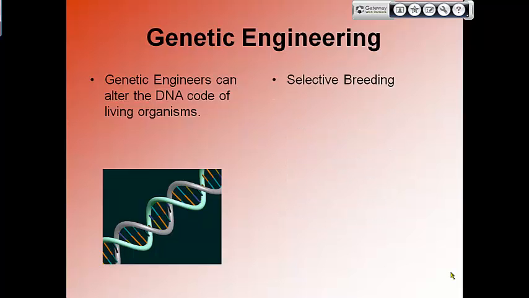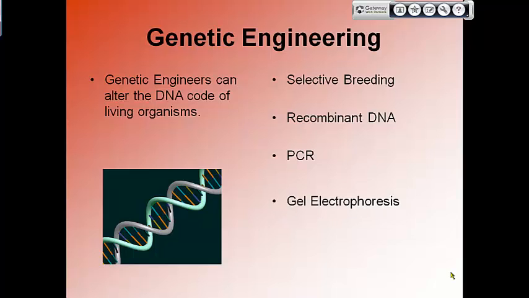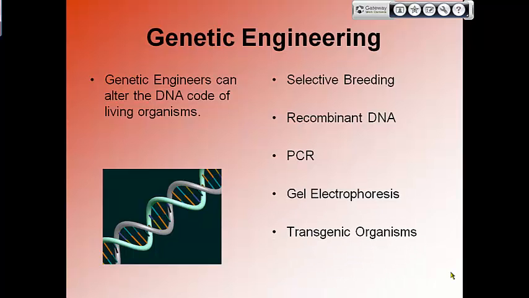There's different types of genetic engineering. There's selective breeding, recombinant DNA, something called PCR, gel electrophoresis, and transgenic organisms. Guys, there's also cloning, which you're going to read about in your book, and I'll talk about it a little bit here, although it's not in the PowerPoint.